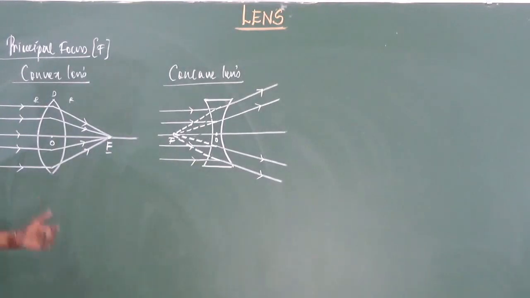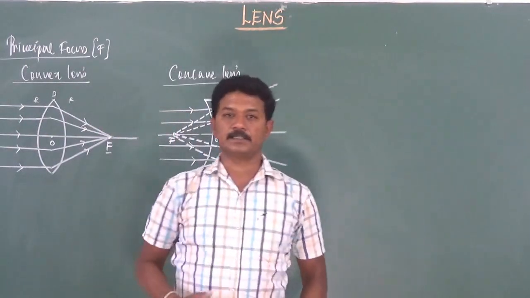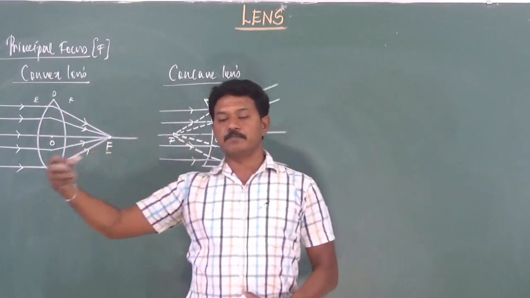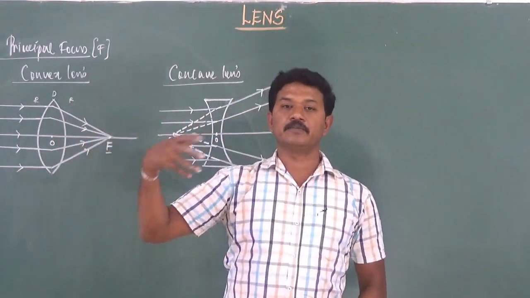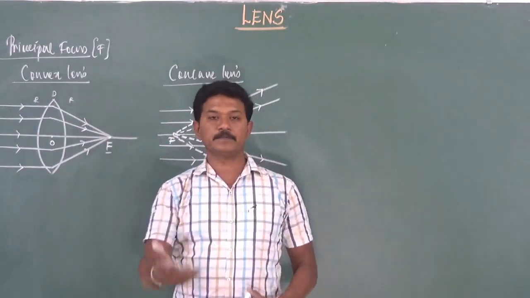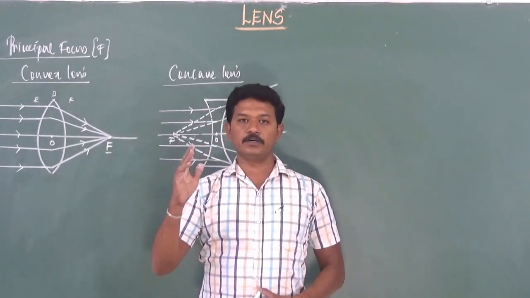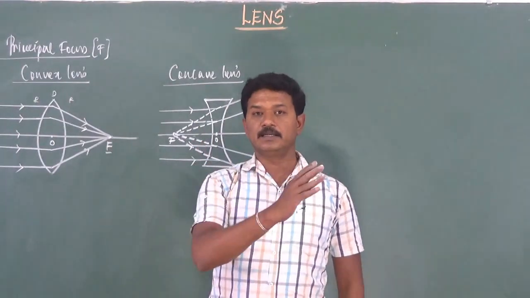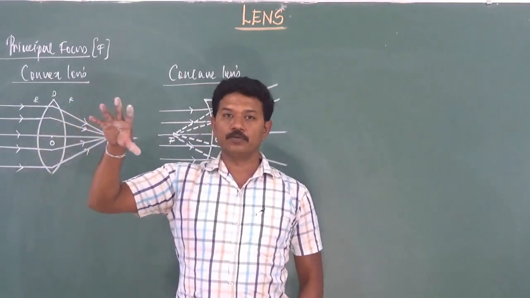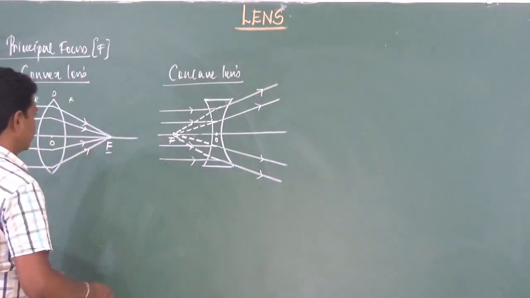Let us define the principal focus. The principal focus is a point on the principal axis where the light rays, after refraction, meet at that point, or appear to meet at that point. Once again, what is the principal focus? The principal focus is a point on the principal axis where light rays traveling parallel to the principal axis meet, or appear to meet. That point is called the principal focus.